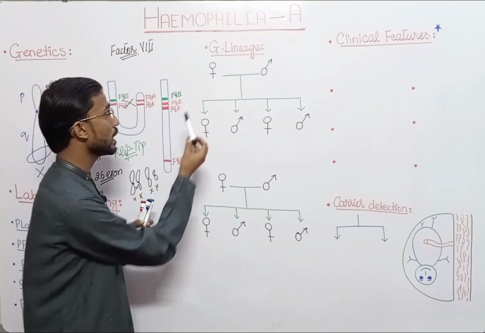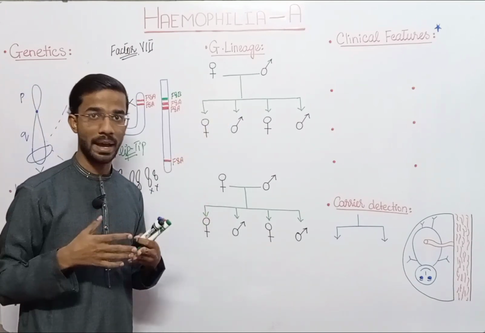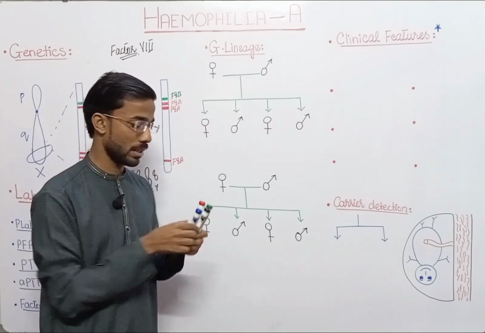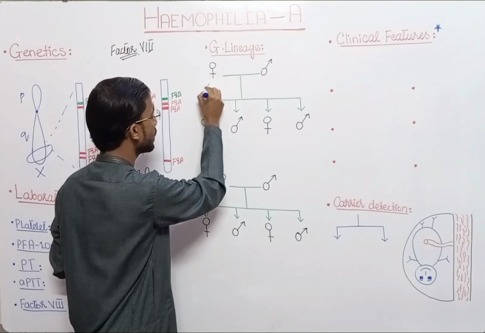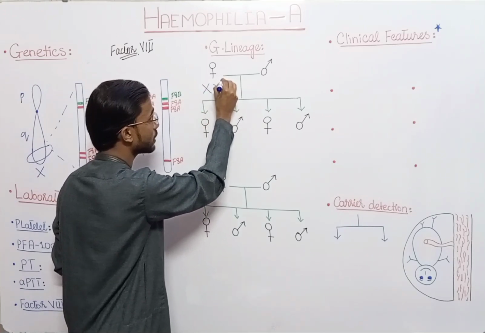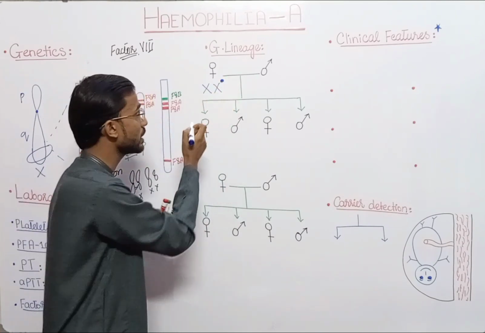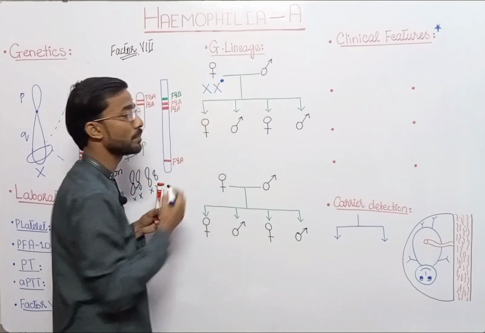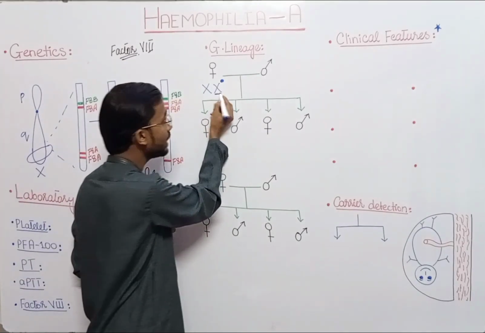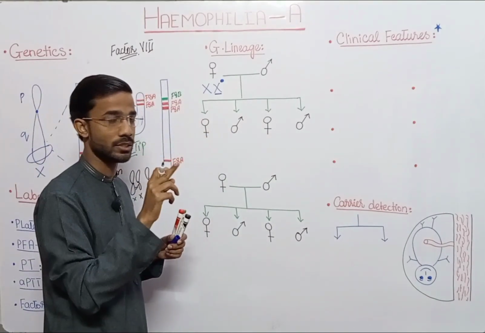Here you can see a female and a male who got married. What will happen if the female is a carrier? This is the X chromosome, and the affected X chromosome is shown by the node over it. In that situation, this is a carrier state. In the female case, only one X chromosome is affected. This is actually the carrier state.